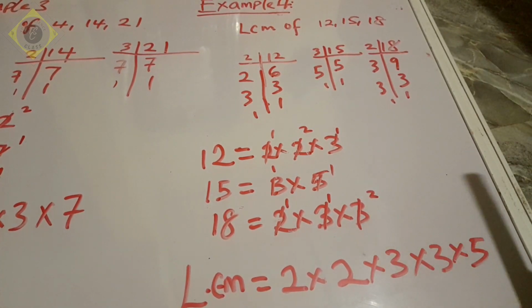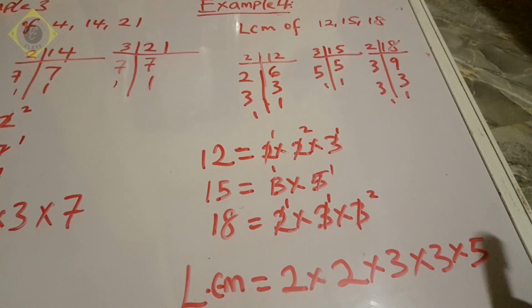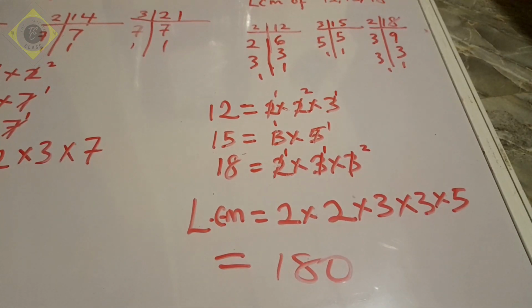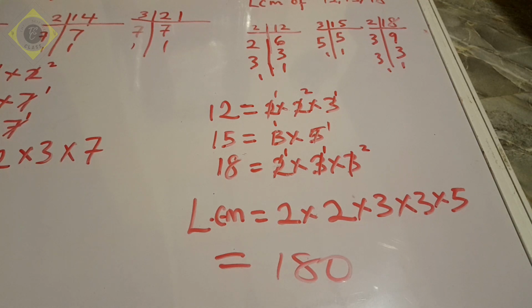So the LCM of 12, 15, and 18 is 2 times 2 times 3 times 3 times 5, which is 180. Thank you for watching this lesson. The LCM is going to be needed in solving addition of fractions and so many other things in mathematics.